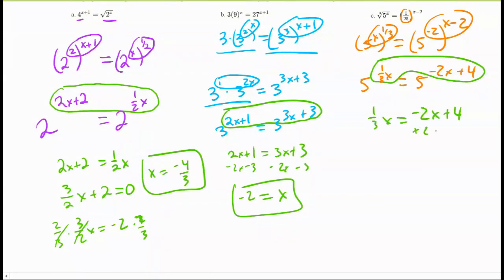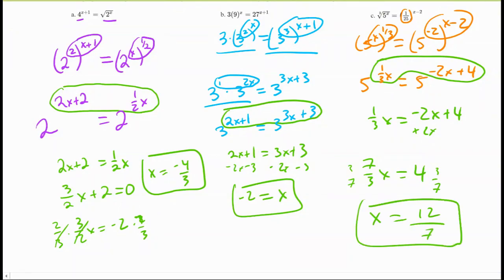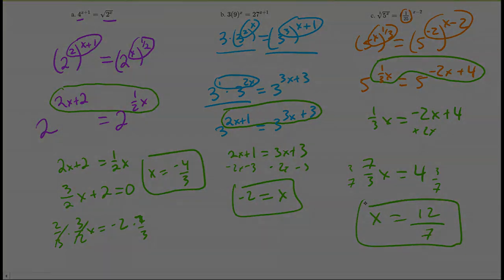I'll add 2x to both sides to get 7/3 x equals 4. Multiply both sides by 3/7. X is going to be equal to 12 over 7, and there is my final x value.